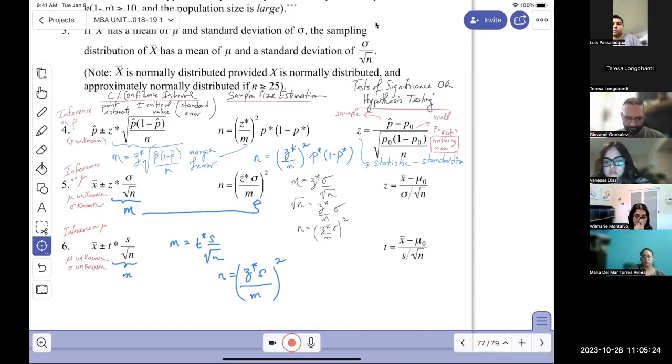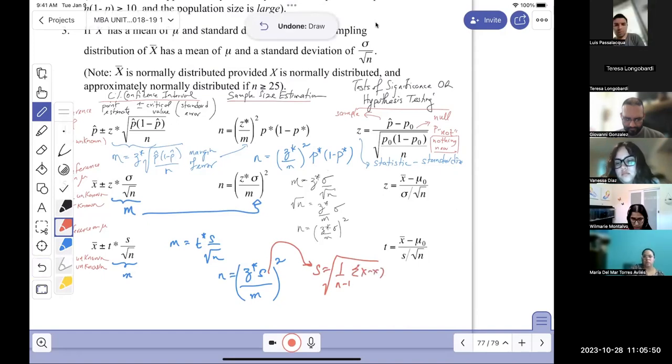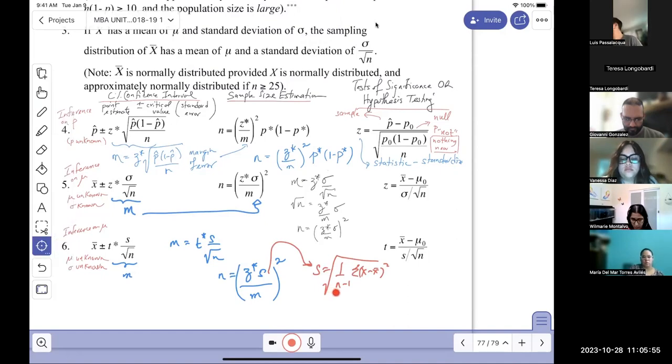This is called an analytical solution. I'm able to isolate N on one side and everything else on the other side. But the problem with this is N is not on one side because S includes N. S is, remember, defined with N in its formula, and the N is down here. So this formula that I made does not isolate N. N is inside of S.